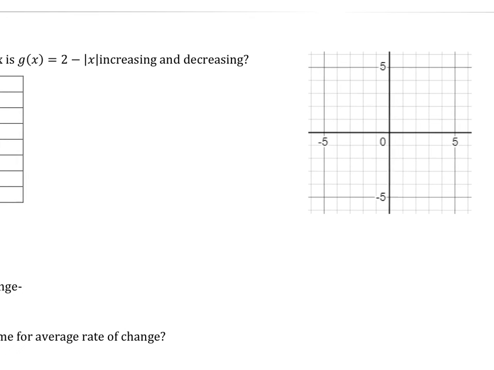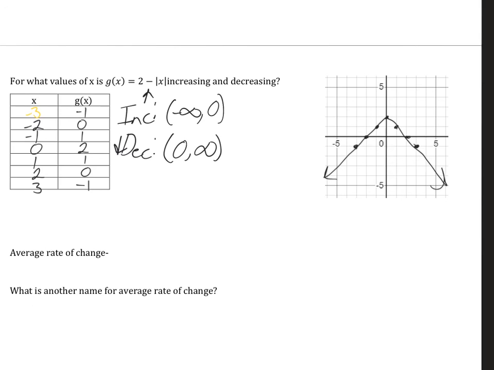Based off of that, we're going to go ahead and graph it. So thinking about increasing, that just means where is it going up, and decreasing is where is it going down. So it goes up from negative infinity to 0, and it goes down from 0 to infinity.